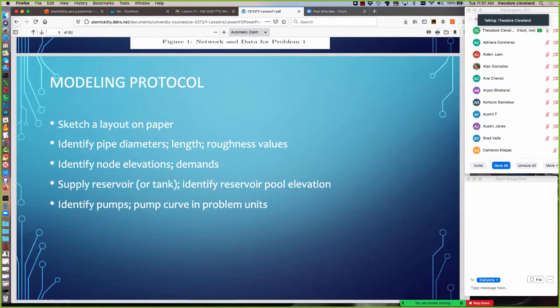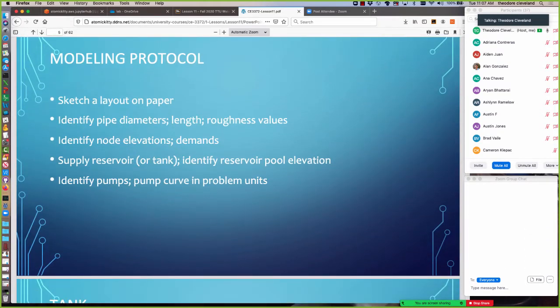And we applied our modeling protocol, which is to sketch the network layout on paper, identifying pipe diameters, length, roughness values, identifying node elevations and demands, and then identifying a supply reservoir or tank and supplying the pool elevation. Lastly, there's no pumps in this particular example, but we could identify pumps and provide pump curves. So we've gone through all that.